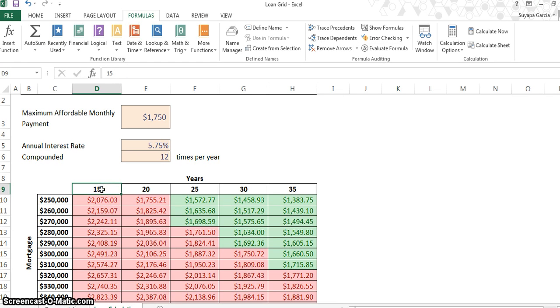For the number of years, I did the same thing. I entered 15 and 20, and then I highlighted these first two cells and dragged them across the row, and it was able to pick up the sequence.